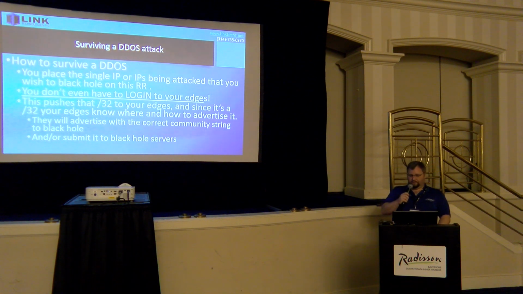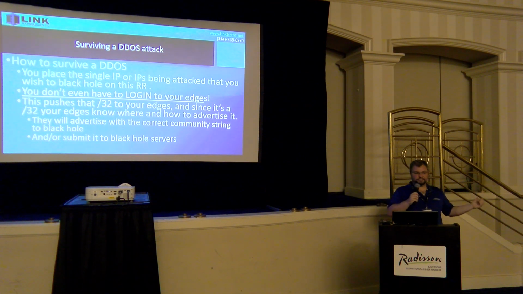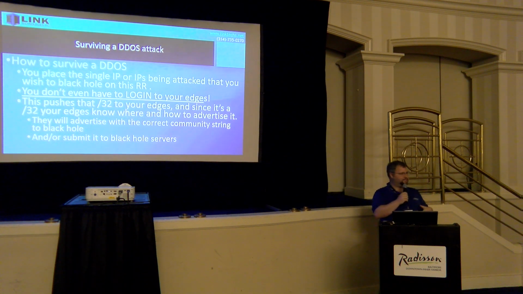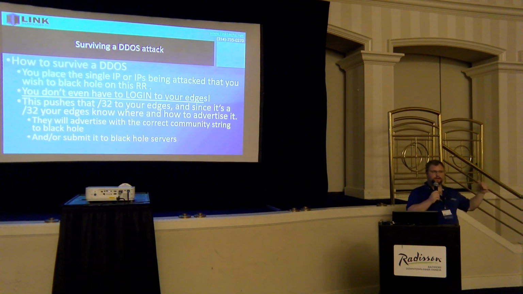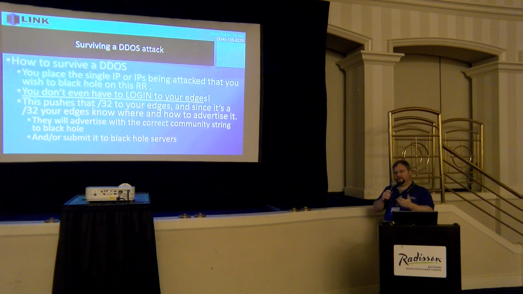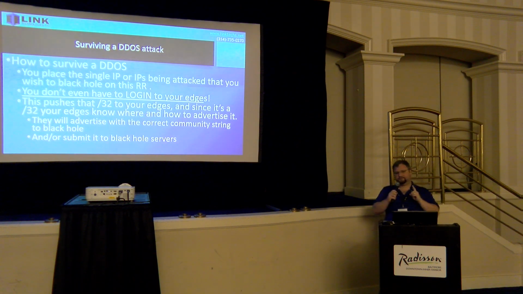All right. So, as I said, we simply add that /32 to our route reflector. It advertises to all of our edges. All of our edges now know exactly what to do: if we have a Cogent edge, it goes to the Cogent black hole server. If we have an AT&T edge, it goes out a very specific way, we add a community string to that /32 to advertise that /32. We do that because that is what we need to do to get that IP into black hole, and we don't have to log into 8 routers to do that. We just have one central location that we do that on. Make sense?